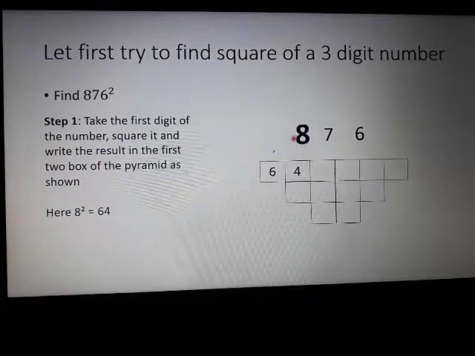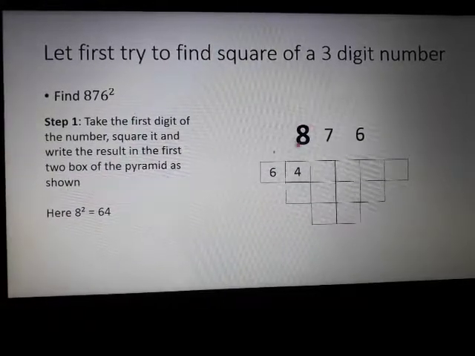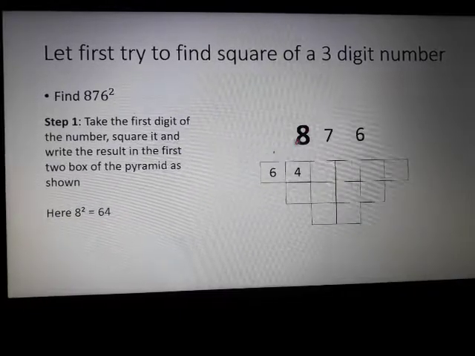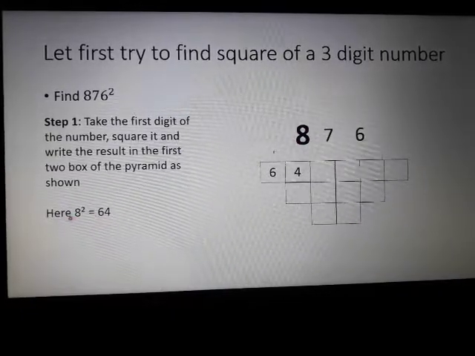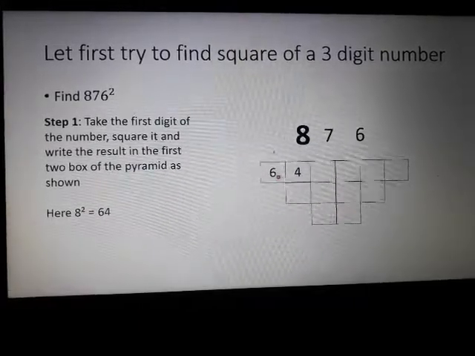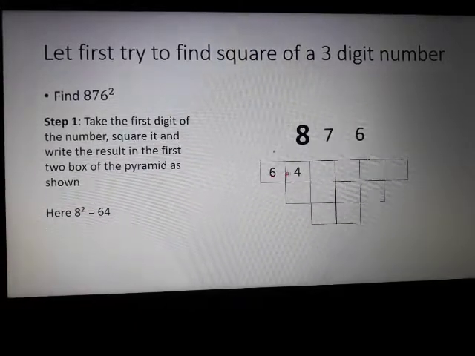Now, the first step, take the first digit, that is the leftmost digit, and square it. So over here we have 8. 8 square is 64. Write the answer in the left 2 boxes of the first row.